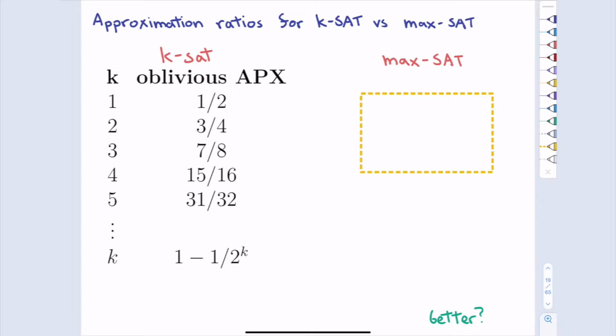What approximation ratio would our oblivious algorithm get for a max-SAT problem? Now you have a bunch of different k's for different clauses. If the clauses could have any number of variables and we ran the oblivious algorithm, what would be my approximation ratio? In the worst case.